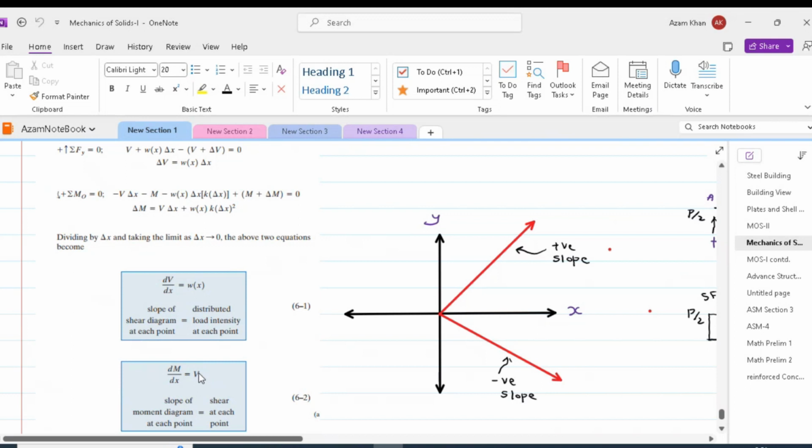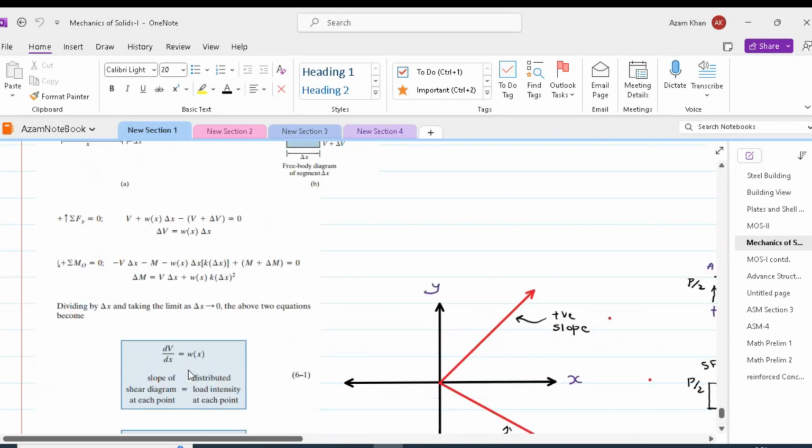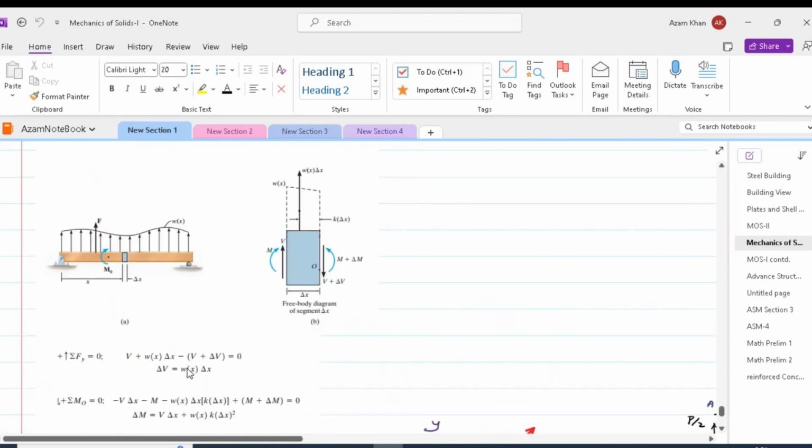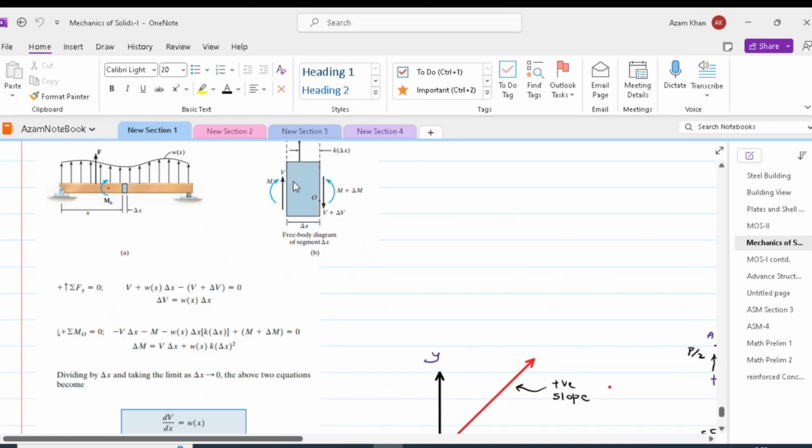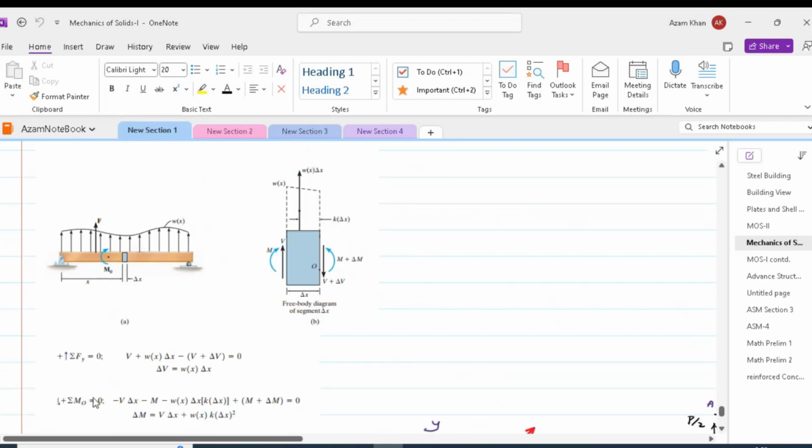These expressions were determined by considering a beam subjected to some distributed loading and taking a piece out of that beam and then applying the equations of equilibrium on it. So the equations of equilibrium on this free body would be summation of all the forces equal to zero and summation of all the moments equal to zero.